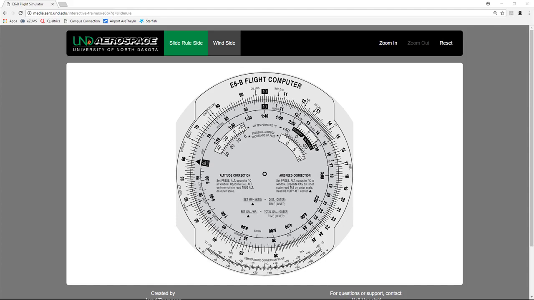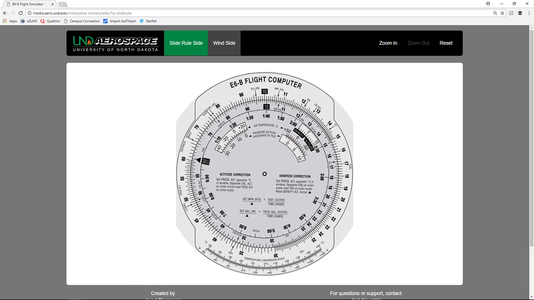Our pressure altitude today is 2,300 feet. Now note that the pressure altitude is found in the window, and it is indicated in thousands of feet. So if you see the number 5, that represents 5,000 feet. If you see the number 10, that represents 10,000 feet. So if we're looking for 2,300 feet, that would probably be right about there. So you have to align that 2,300 with the 15 degree temperature, which we will do now.